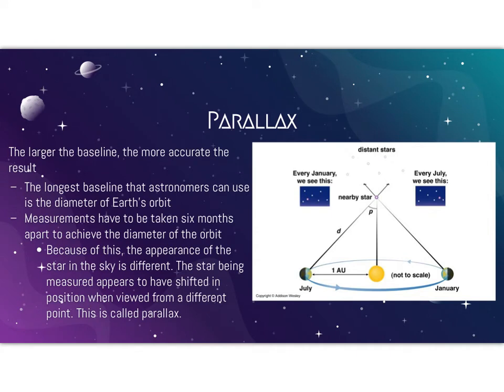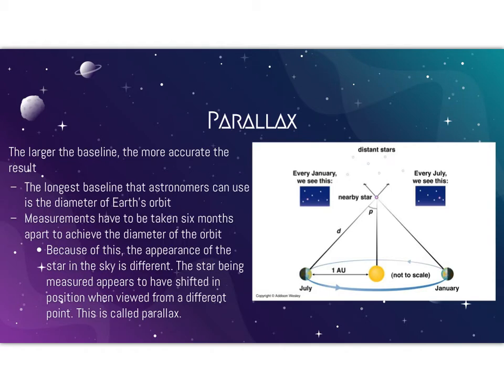All right, parallax with stars then. What we know is that the longer the baseline we use for our triangulation calculations, the more accurate the result. The longest baseline that astronomers can actually use is the diameter of Earth's orbit. So we can take measurements 6 months apart to use the full diameter of our orbit. That creates the longest baseline.